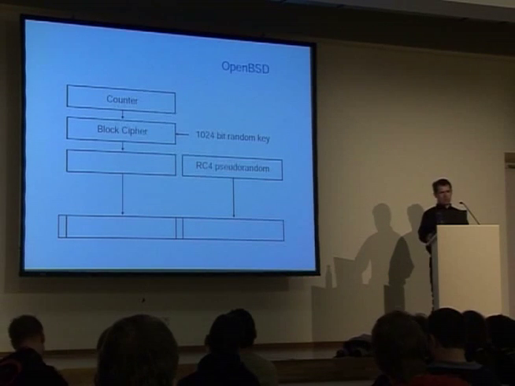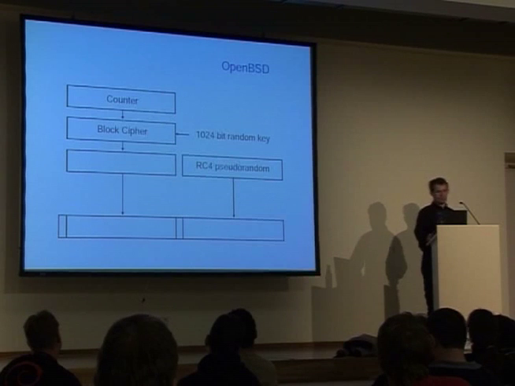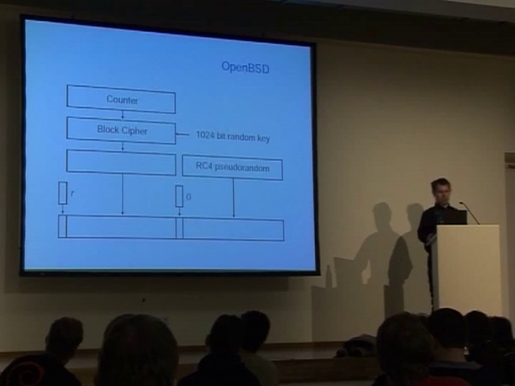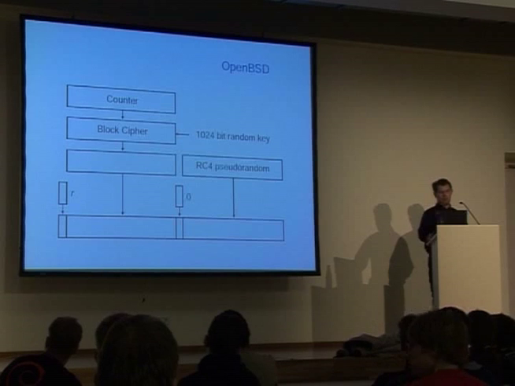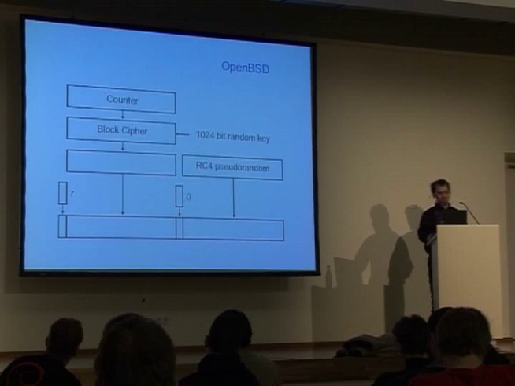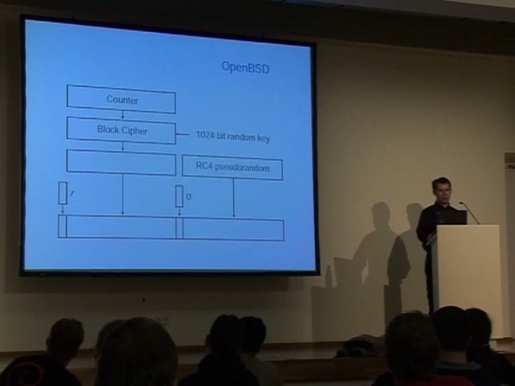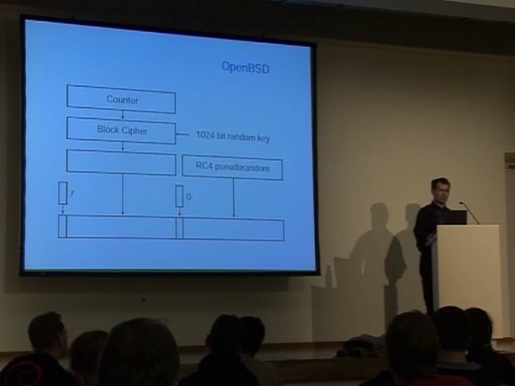Just like Linux, it rekeys also every five minutes, and that's what the top bit is for. The rekey, rather than a counter, it's just a bit. And this means that when a rekey happens, you will never have two outputs that are very close to each other. The bottom half is replaced with some output of RC4, which is the random number generator that OpenBSD uses.